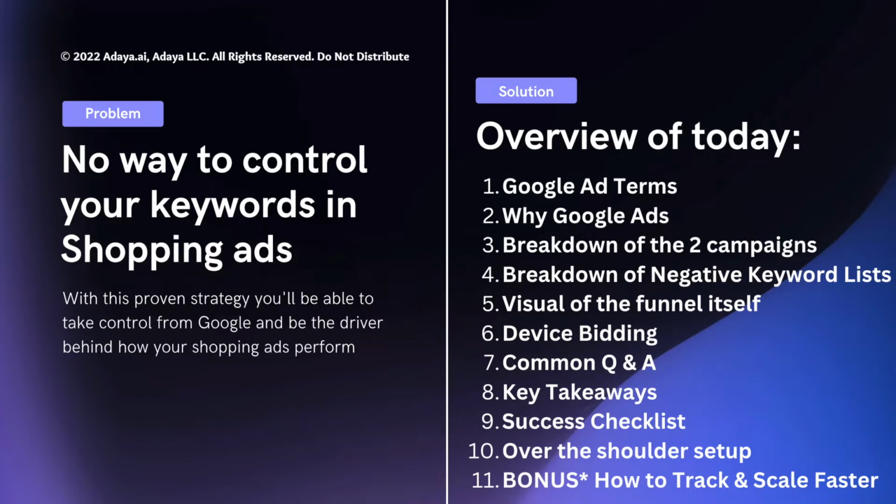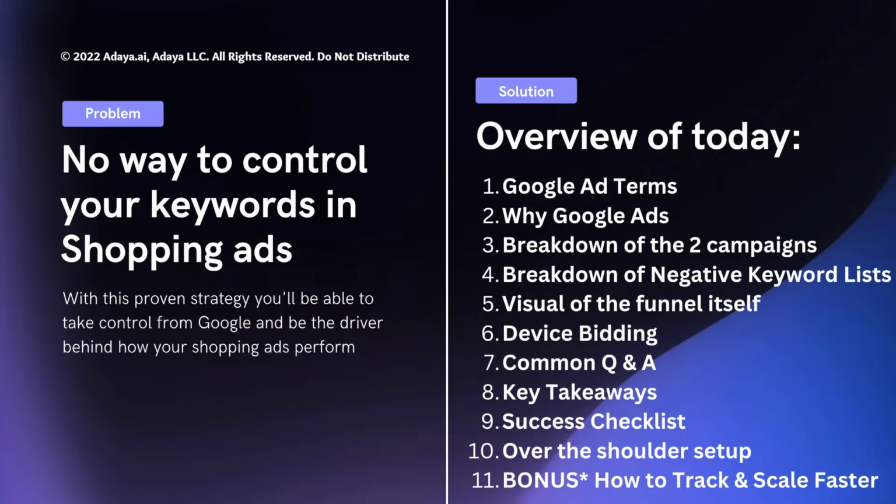So what is the key problem with Google Shopping ads? Well, if you just set it up with no true strategy in mind, you have no way to control what keywords go into your shopping ads. You have no way to control the bids that go to your shopping ads. And with this proven strategy that I'm going to show you today, you're going to be able to take control of your Google Shopping ads. So here's the solution to that problem.